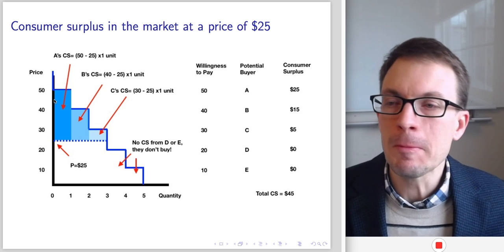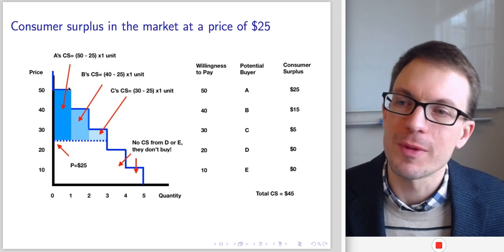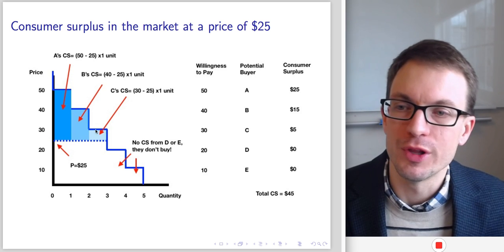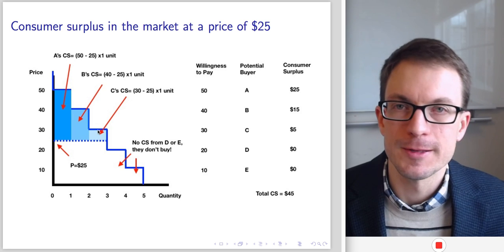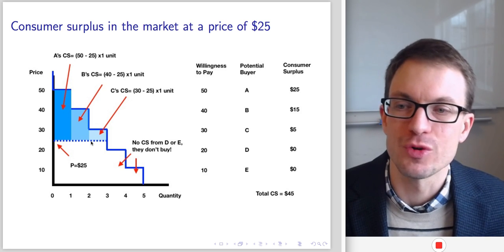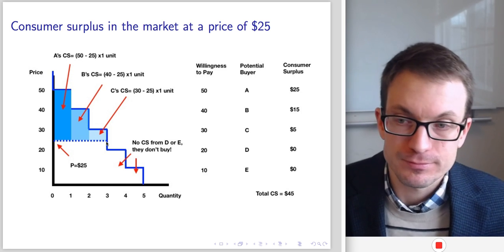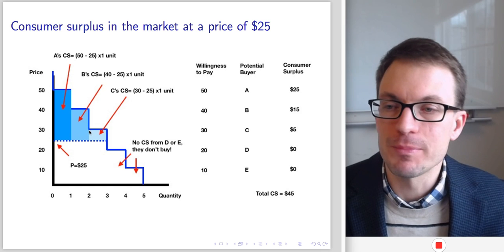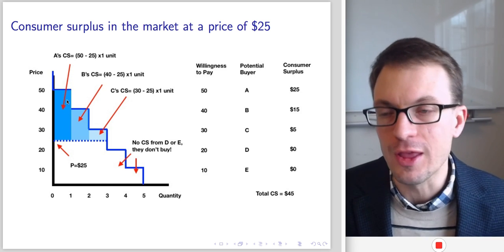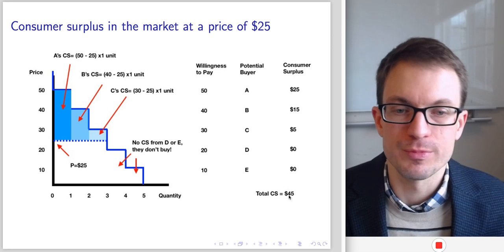Right, graphically, the height of the demand curve is the willingness to pay of the marginal buyer. So the willingness to pay of the buyer of the first unit, the willingness to pay of the buyer of the second unit, and the willingness to pay of the buyer of the third unit. Consumer surplus is the difference between the willingness to pay and the actual market price, which I just said was $25. All right, so I just sum up these areas and that gives us total consumer surplus, right? Total consumer surplus is just the sum of the areas under the curve. Okay, total consumer surplus is $45.